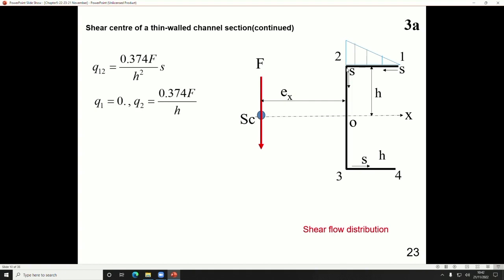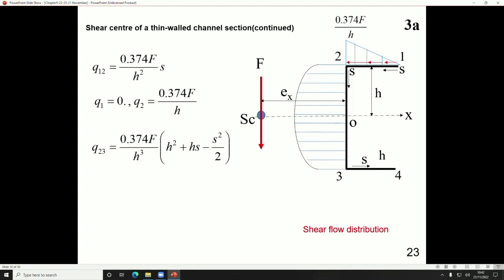Now the shear flow at this point must be exactly the same on panel 2, 3. But panel 2, 3 has a quadratic variation based on this relation. So this value is exactly the same as this value, but we have the maximum value when s equals h on this distribution. That is what we expect. On the neutral axis or neutral plane, we have the maximum shear stress or shear flow. How do we find the maximum one? I just substitute s equal to h in this relation, and I can find the value of the shear flow at this maximum point.